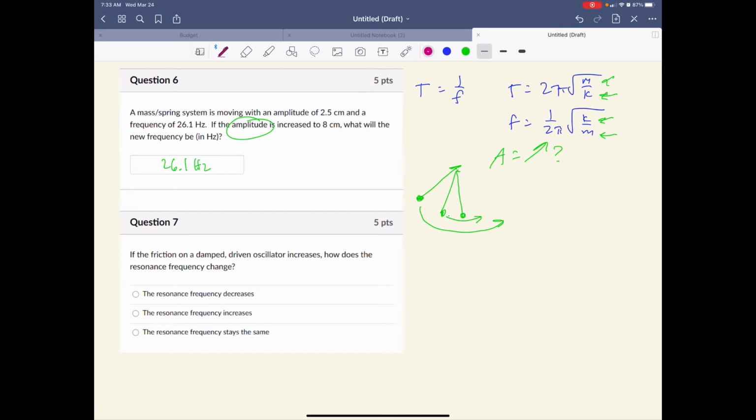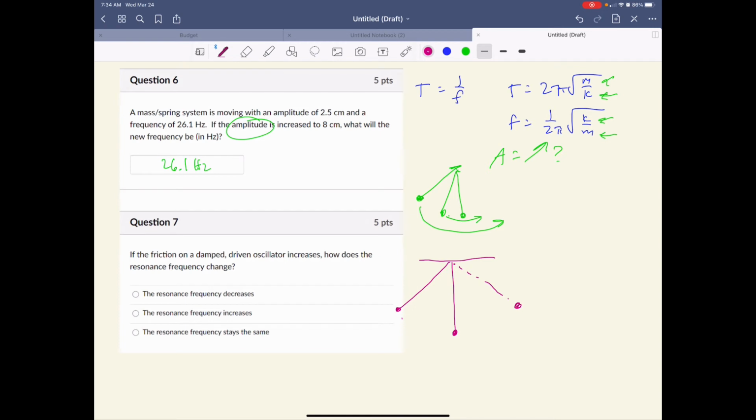Number 7, the friction on the damp-driven oscillator increases. How does the resonance frequency change? Okay, so we've been doing a lot of spring and masses. I could show this with the period of a pendulum, or I could show it with a spring and mass, but let's just say that you start swinging at an amplitude like this, right? And so that means it goes similarly up to here.